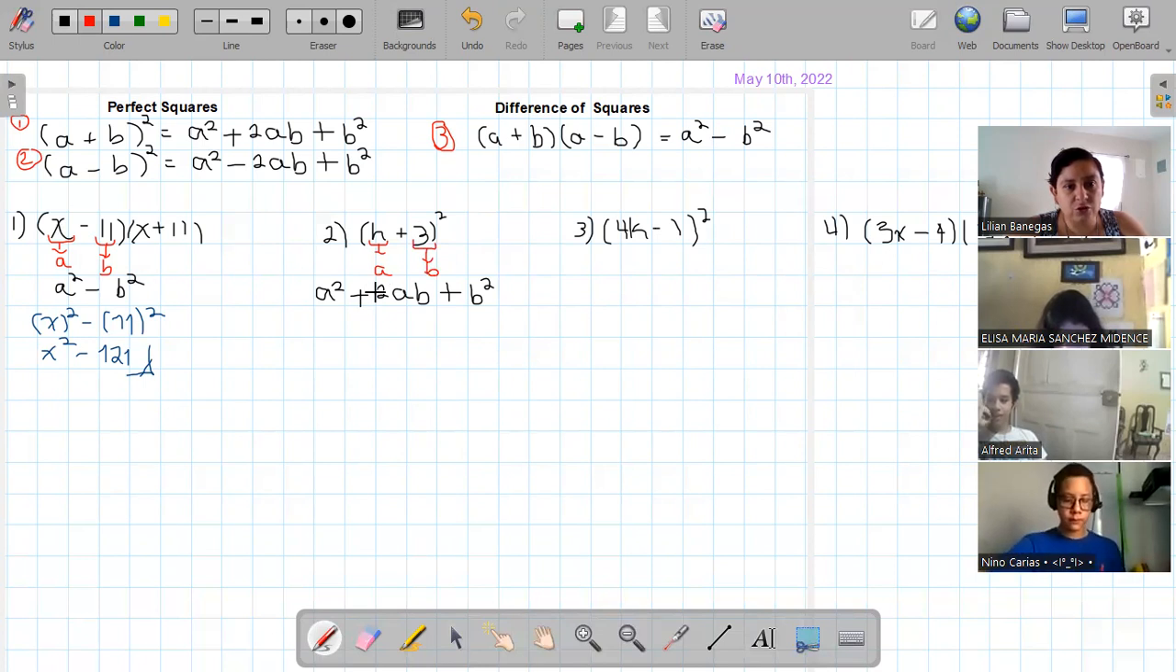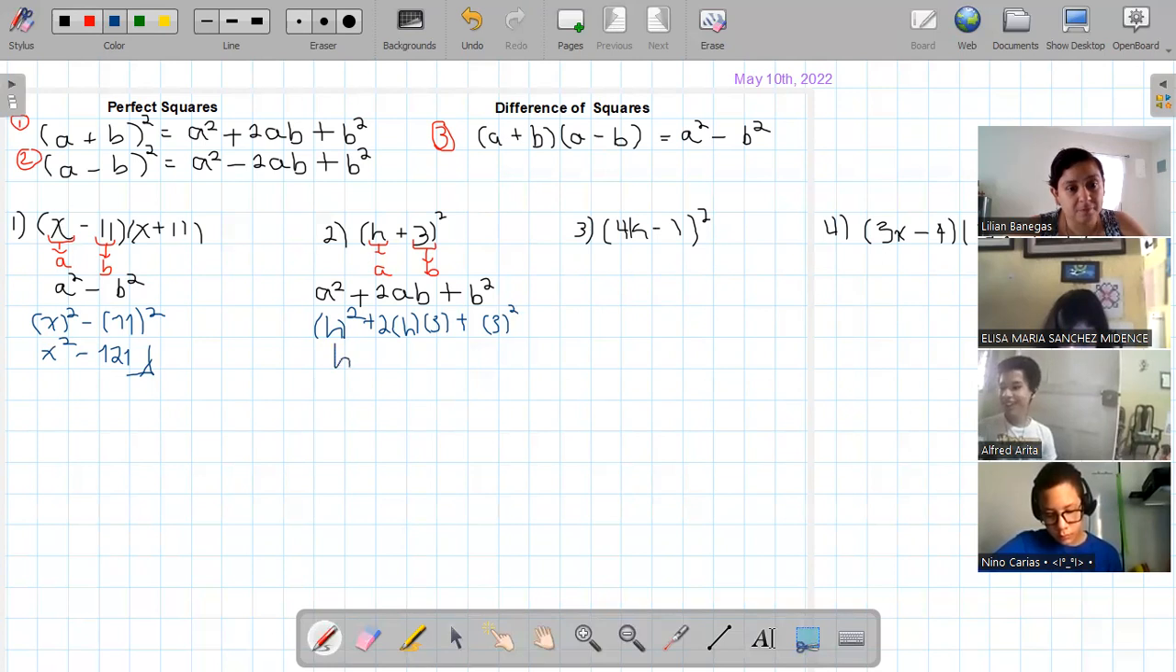Now remember, this 2 is part of the formula, okay? So we're going to say A is H. So that would be H to the square plus the 2 of the formula times A, that is H, times B, that we determined it was 3, plus B to the square. And B to the square would be 3 to the square. Now we simplify that. How much is H to the square? H to the square. Plus, how much is 2 times H times 3? It is 6H.